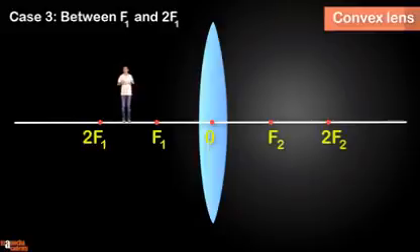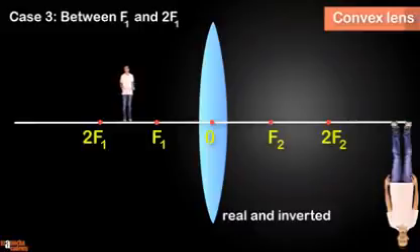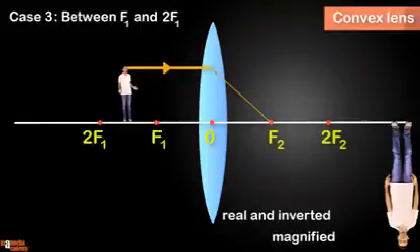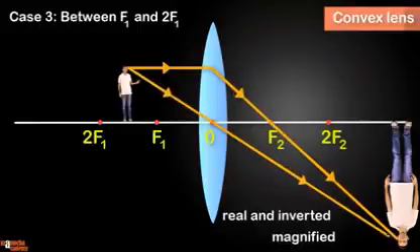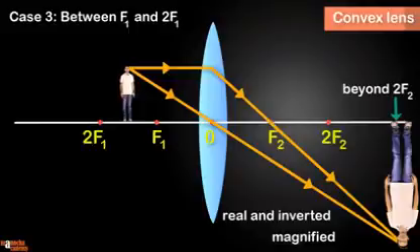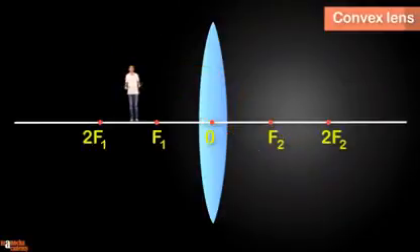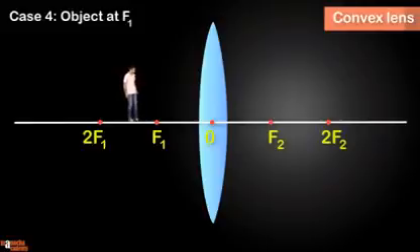So what's the nature of the image you got? That's right. The correct answer is it's a real and inverted image that's magnified. Here's the ray diagram, and as you can see, the position of the image is beyond 2f2. Next, I'll move ahead and stand at the focus of the convex lens.